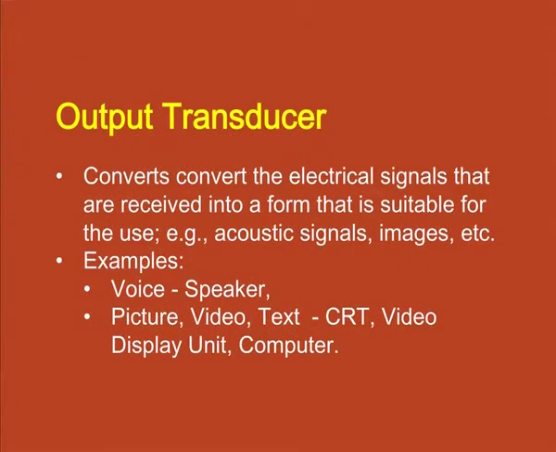The output of the receiver is fed to the output transducer. It converts the electrical signal which has been received and decoded into a signal which is useful for the user, like you can convert an electrical signal to an acoustic signal or images. Examples would be a speaker which converts the electrical output signal into a voice signal, or display units which can be used for displaying images or video or any other kind of text information which has been received. This concludes our functional description of the electronic communication system.